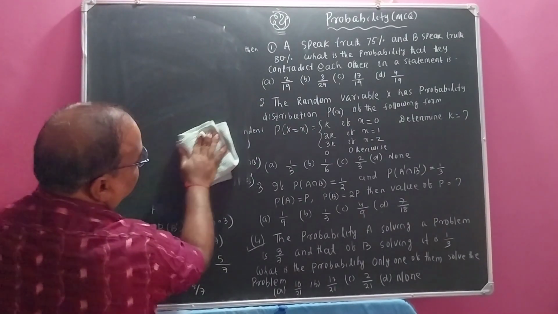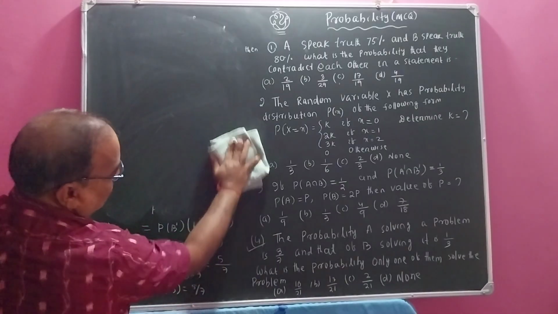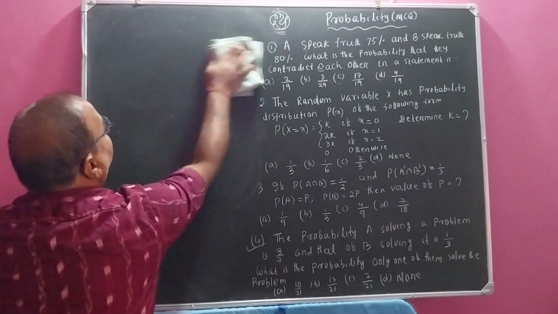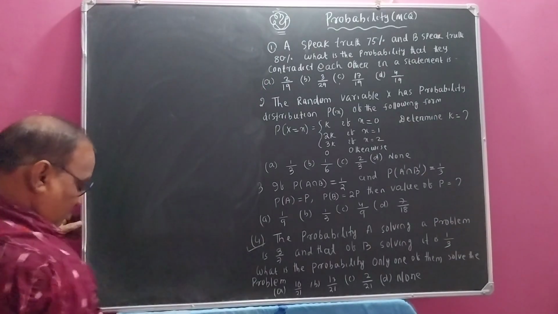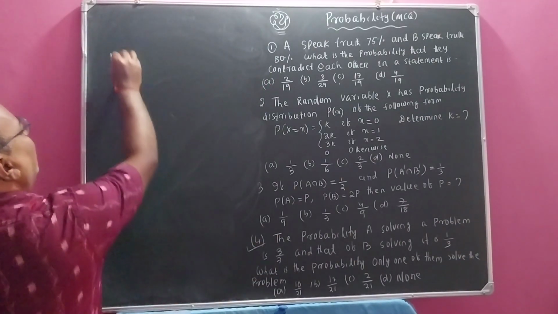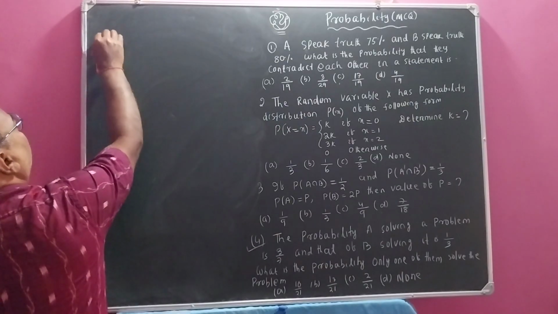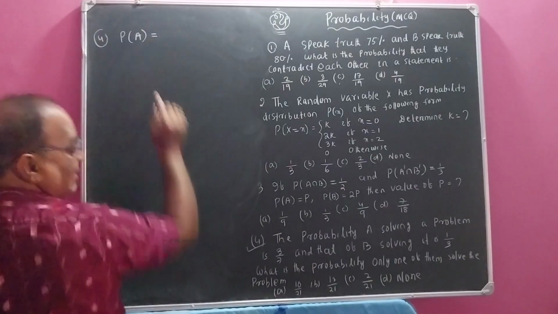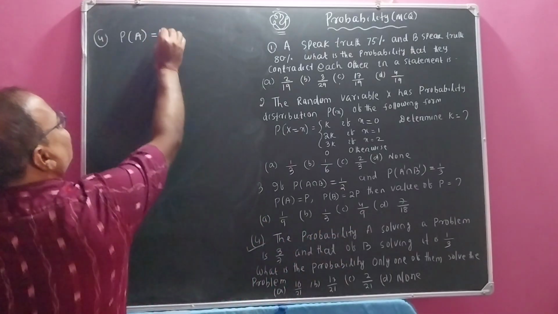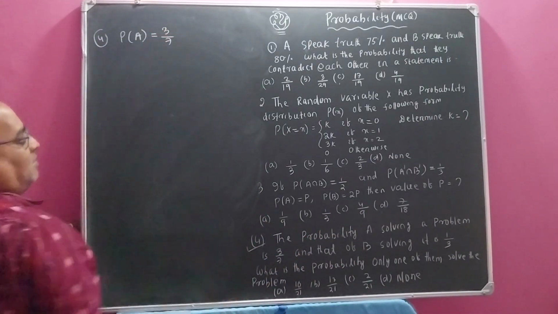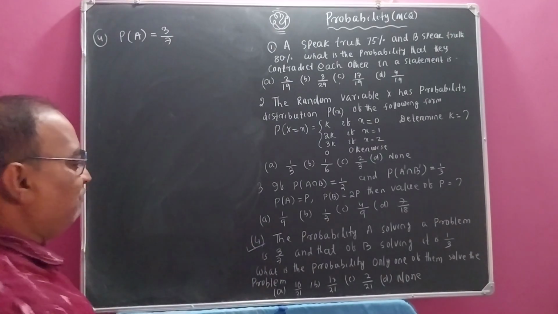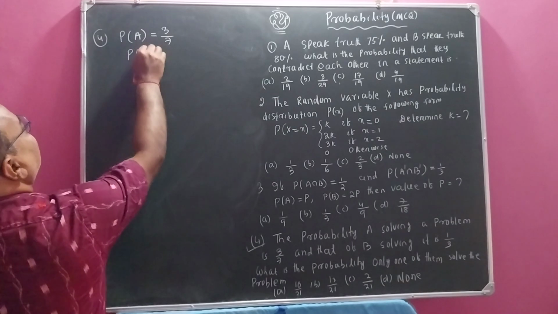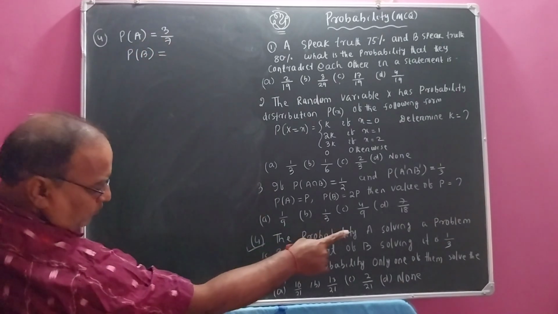Write down the question and answer. Very important question so far as the examination is concerned. So write down the given. Write down question number 4. Probability of A is given 3/7. The probability of solving a problem by A is given 3/7. Probability of B is given as 1/3.